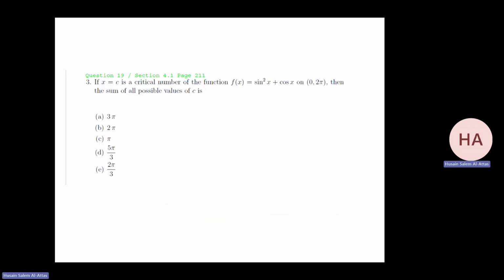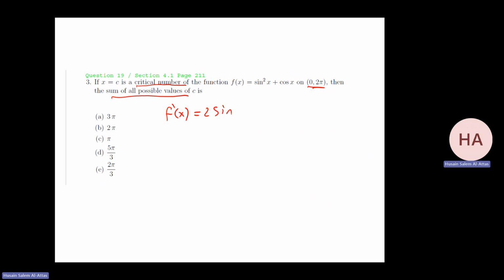Let me try to do this quickly. If x equals c is a critical number, you want the sum of all possible values of c. This was the domain, actually I have a specific interval, 0 to pi, open. So f prime will be what?